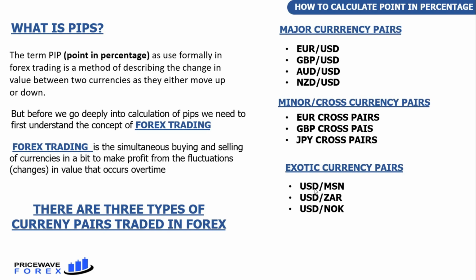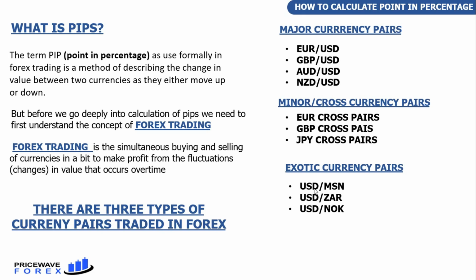They have the standard way of calculating the pips, and the minor or cross currency pairs, which are known as the euro cross pair, the pound cross pair, and the Japanese cross pair, have a different way of calculating pips. What makes them different is that every currency has a different exchange rate, and this exchange rate actually differs when it comes to fluctuations.